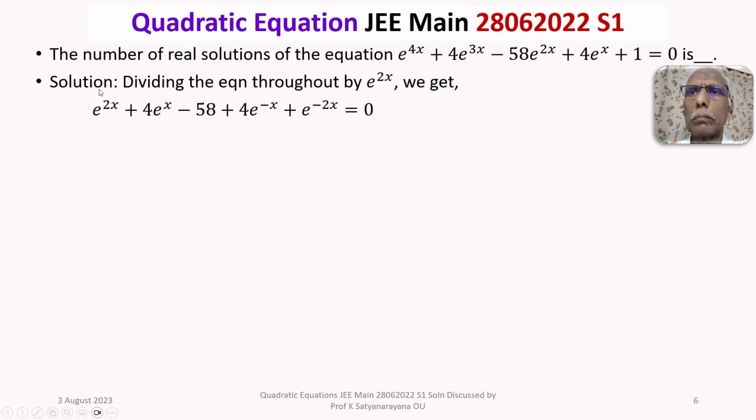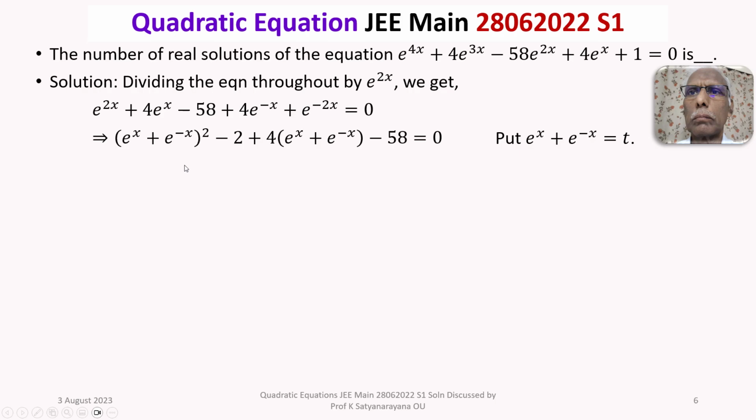So, we see e^(2x) and e^(-2x) and write it as a perfect square and balance the extra term. That is, e^(2x) + e^(-2x) is written as (e^x + e^(-x)) whole square. To balance that, we write minus 2. So, that is that one plus 4 times (e^x + e^(-x)) minus 58. Now put e^x + e^(-x) as t.